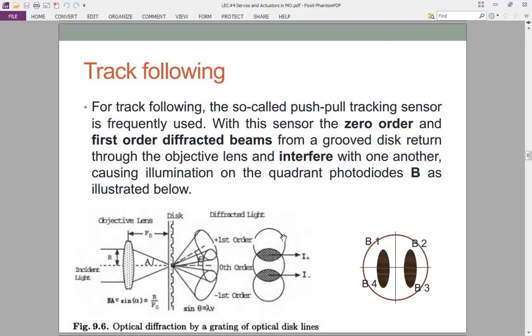So this diagram tries to explain that the tracking servo is based on diffraction, and that diffraction brings interference from the zero order and the first order beams. The way the interference appears in the photodiode, if the intensities are balanced, means the laser spot is on the track. If one side has a beam and the other side does not, then it will generate an error.